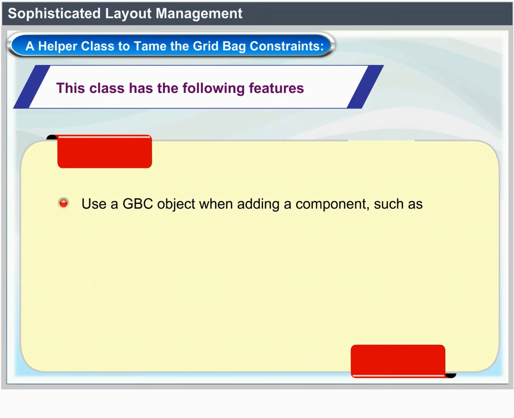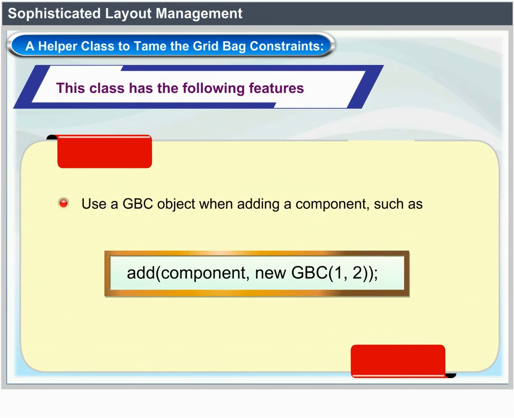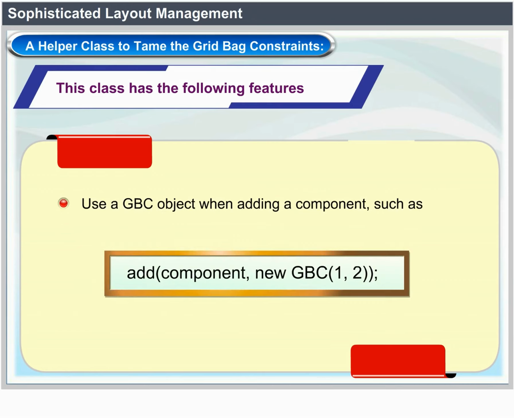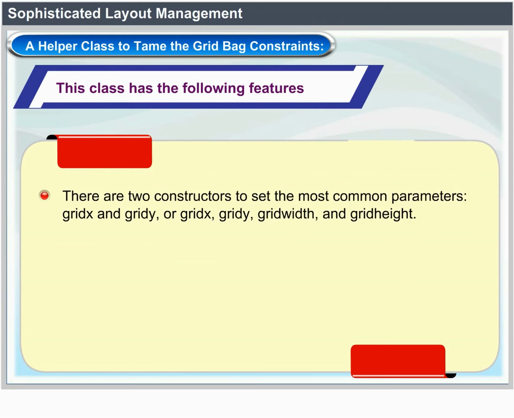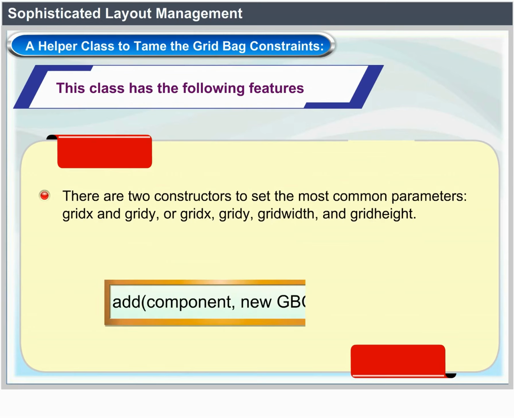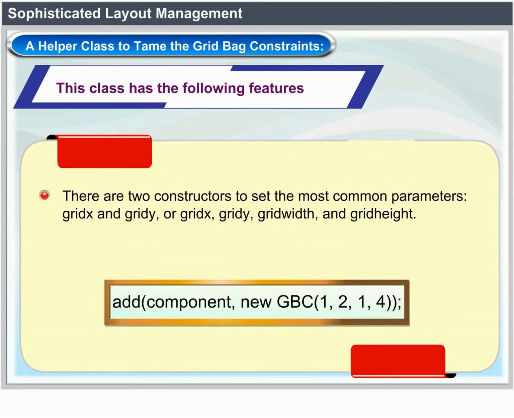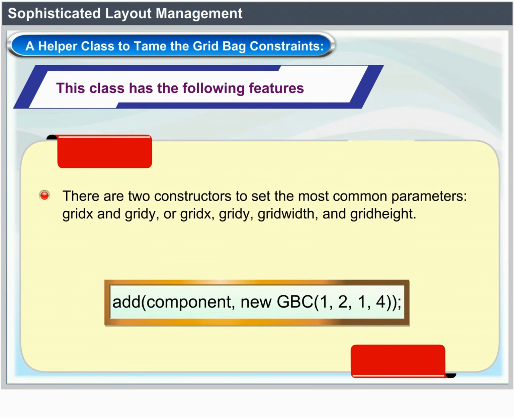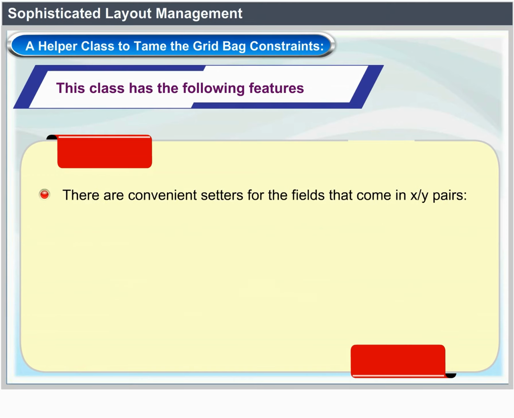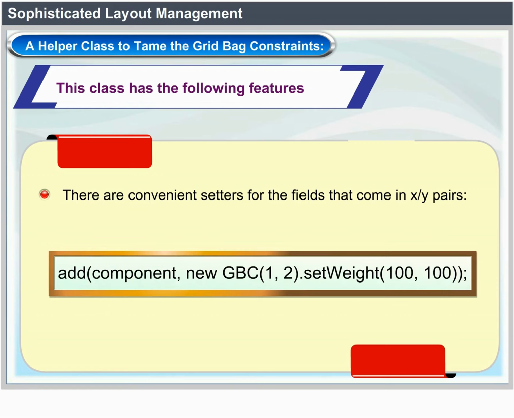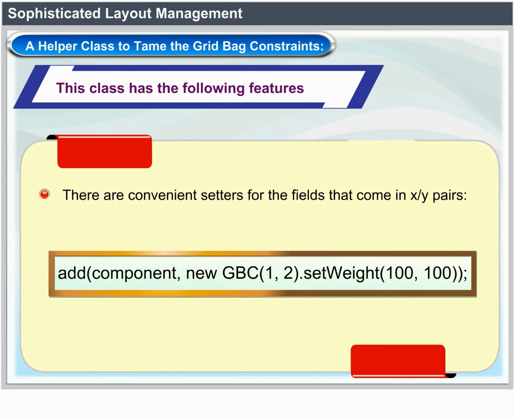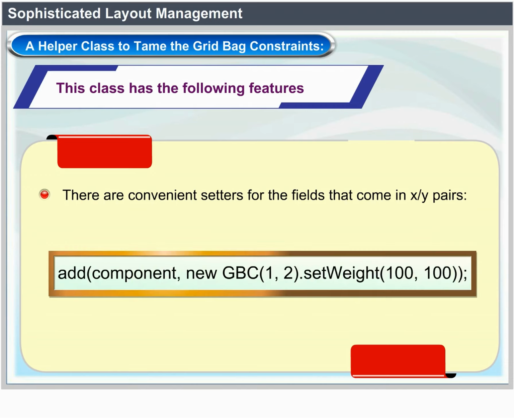Use a gbc object when adding a component, such as add(component, new GBC(1, 2)). There are two constructors to set the most common parameters, gridx and gridy, or gridx, gridy, gridwidth and gridheight. Add(component, new GBC(1, 2, 1, 4)). There are convenient setters for the fields that come in x by y pairs. Add(component, new GBC(1, 2).setWeight(100, 100)).